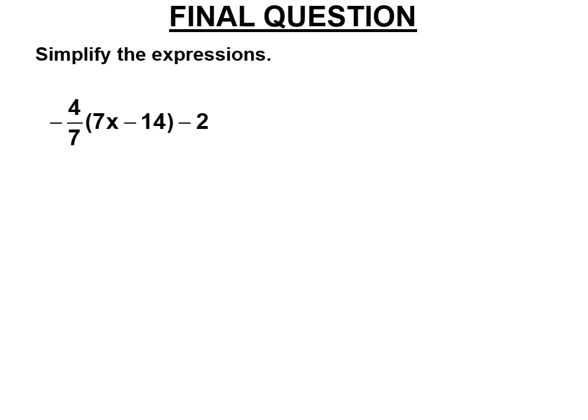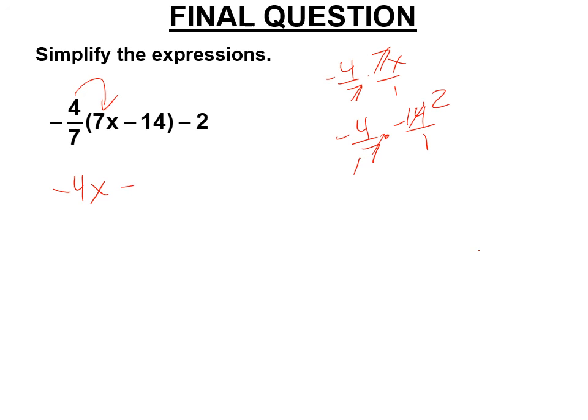And finally, negative 4/7 times 7x, negative 4x. Negative 4/7 times negative 14, positive 8, right? And then we do not distribute this to the negative 2, but we do have like terms. It's negative 4x plus 6.